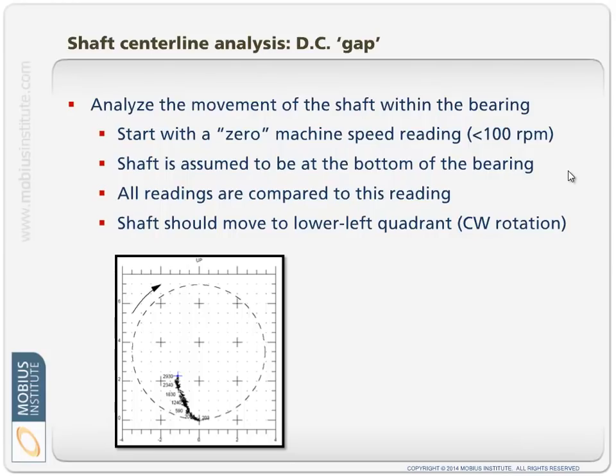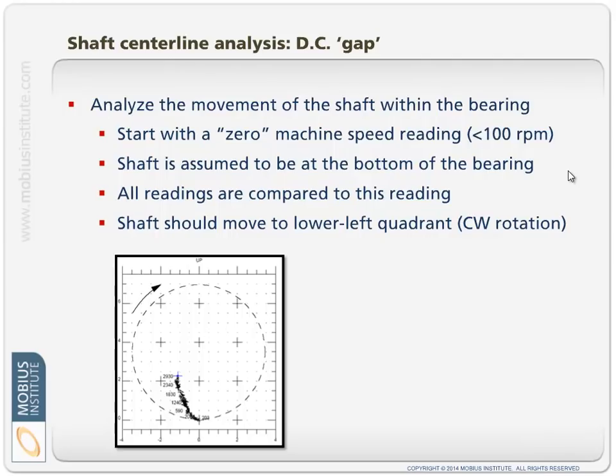Because we might even have an orbit that doesn't look too bad. But if it turned out it wasn't in the correct location within the bearing, that can show that we're vulnerable to instabilities in that fluid film. We might get oil whirl and even oil whip. So we want to know where that's happening. Now, I've got a few little simulators to try and explain that. I'm going to start with an explanation and then show you my simulator, and hopefully it'll all make more sense.